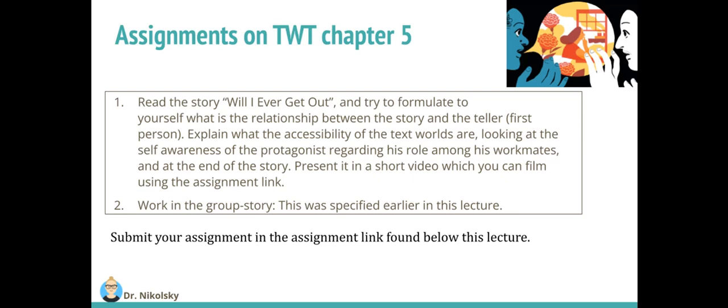Submit your assignment in the form of a short video, which you can film using the assignment link. Work also as usual on the group story. This was specified earlier in the lecture. And submit your assignment in the assignment link found below this lecture. The date and time of submissions are indicated on the learning platform.